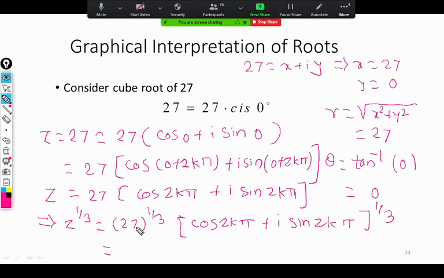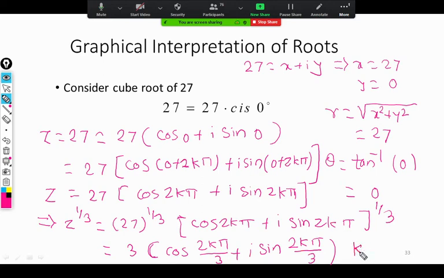Now, this 27 cube root is, yes, we know it is 3, because 3 raised to 3 is 27. Here, by de Moivre's theorem, we get cos of 2k pi upon 3 plus I sine 2k pi upon 3. And if you want, you can give the reason and write here: by de Moivre's theorem. Now, this expression gives us all the three roots by putting the values of k.